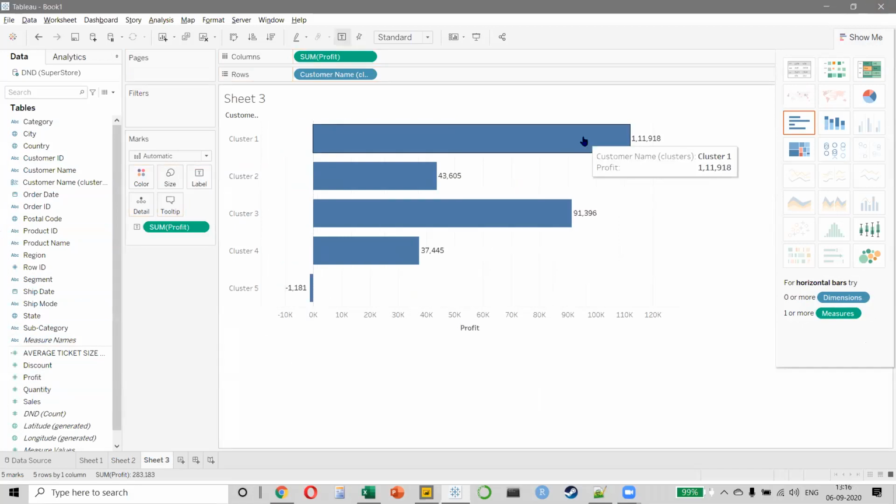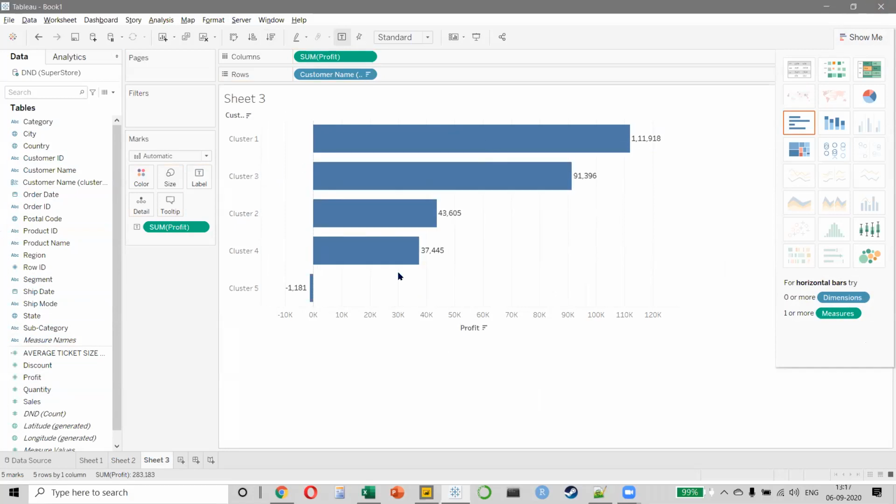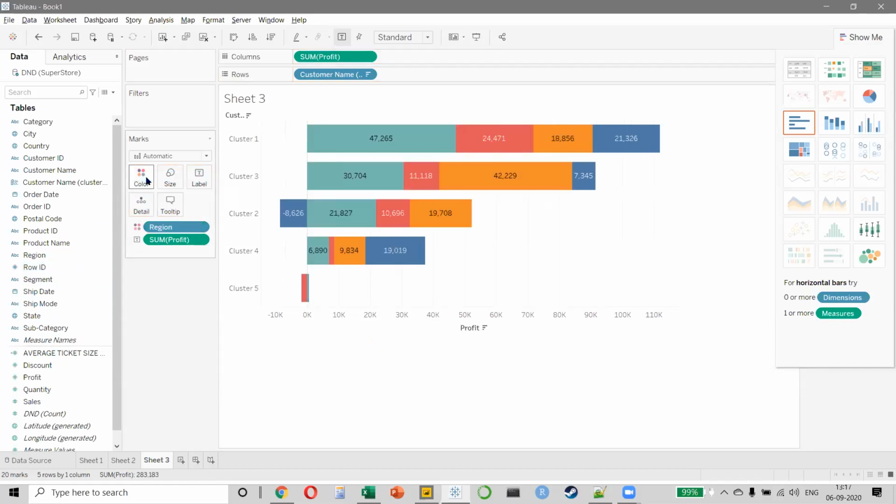So the same thing, right? It is telling me cluster 1 has 1.11 profit. Let me also sort the data like this. So if a business says, which is the most important, you're able to tell them that cluster 1, 3, 2, 4, 5 in this order. Then if somebody says, which region has maximum cluster 1 and which region has maximum cluster 3, now I can put my region in my color and it will tell me.